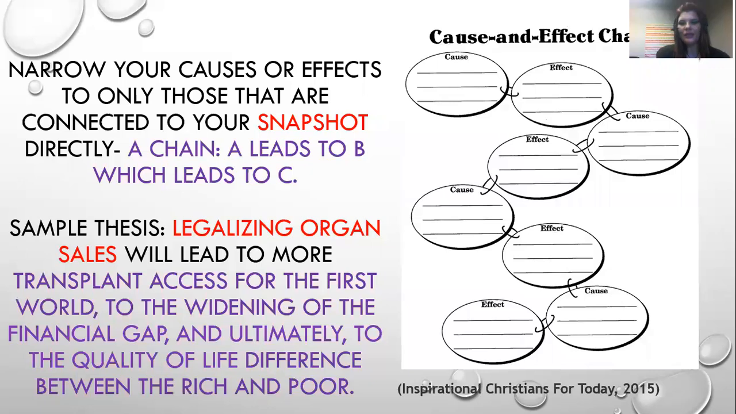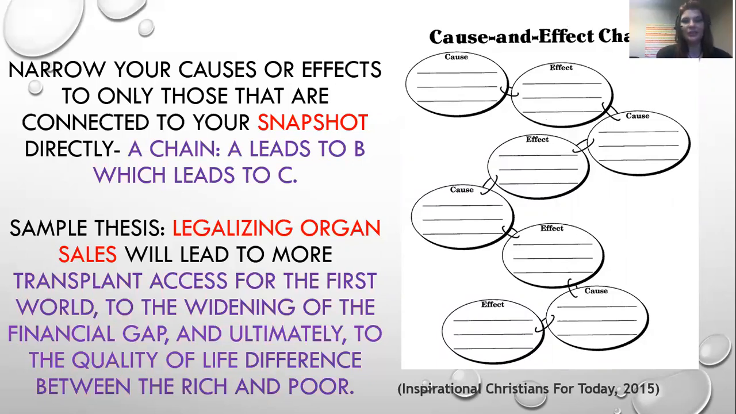Okay, once you have some research, you have some causes and or effects, and your snapshot, and you know it's debatable, then you can start crafting your thesis and topic sentence claims. So narrow those causes or effects into a chain, find a connection, and an argument there.